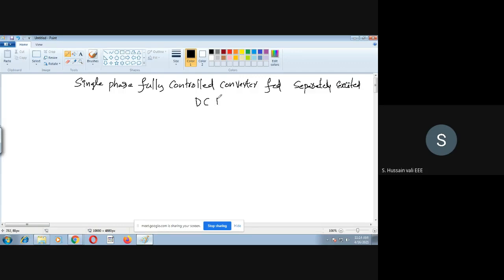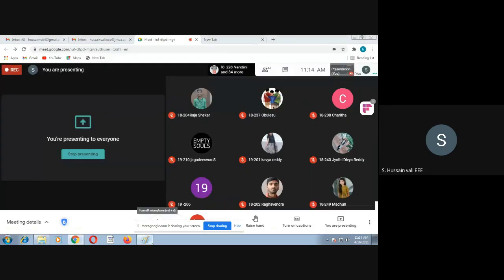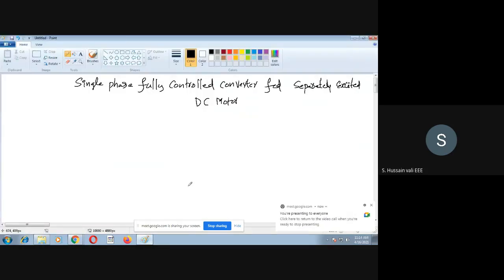DC motor. Last class, the last topic was a single phase semi controlled converter fed separately excited DC motor. Now the topic here is single phase fully controlled converter fed DC motor. I hope you know the difference between the semi converter and full converter. So we'll start with the circuit diagram first.